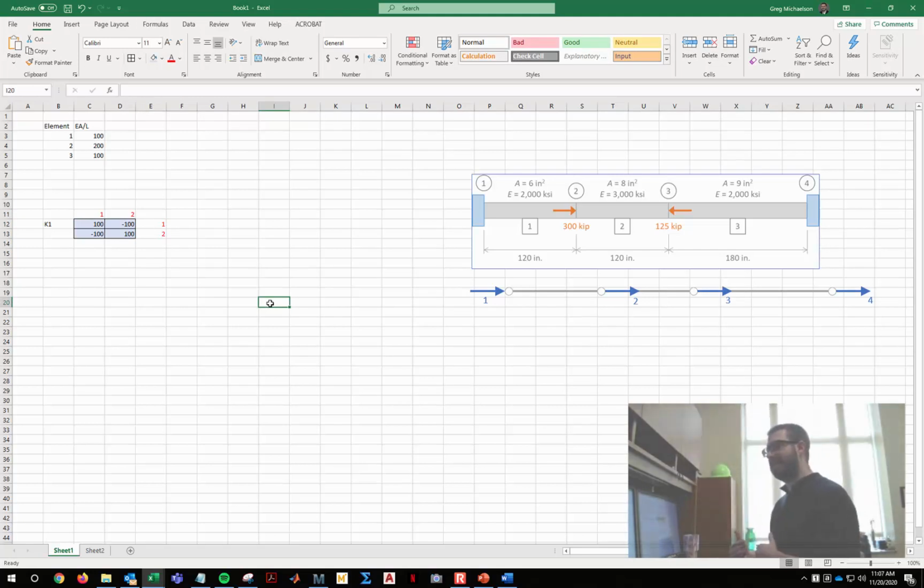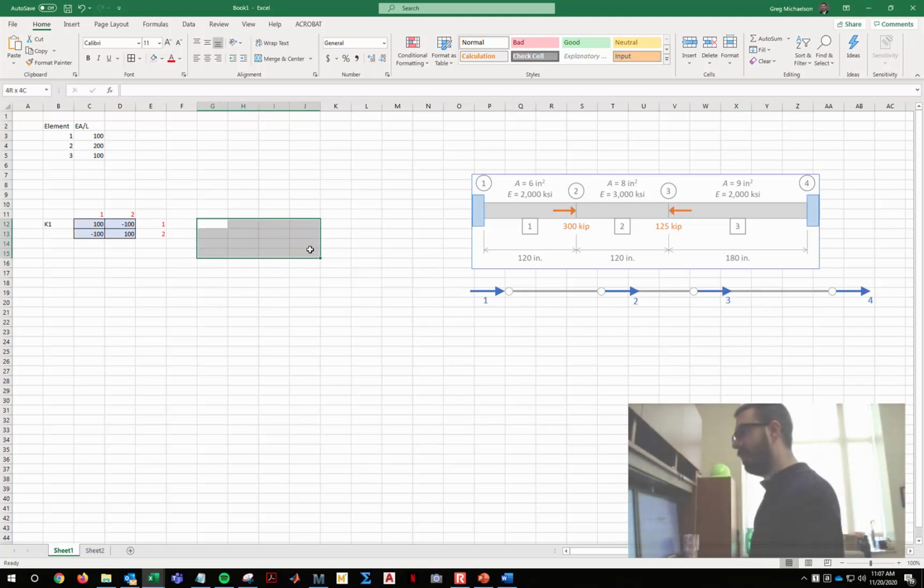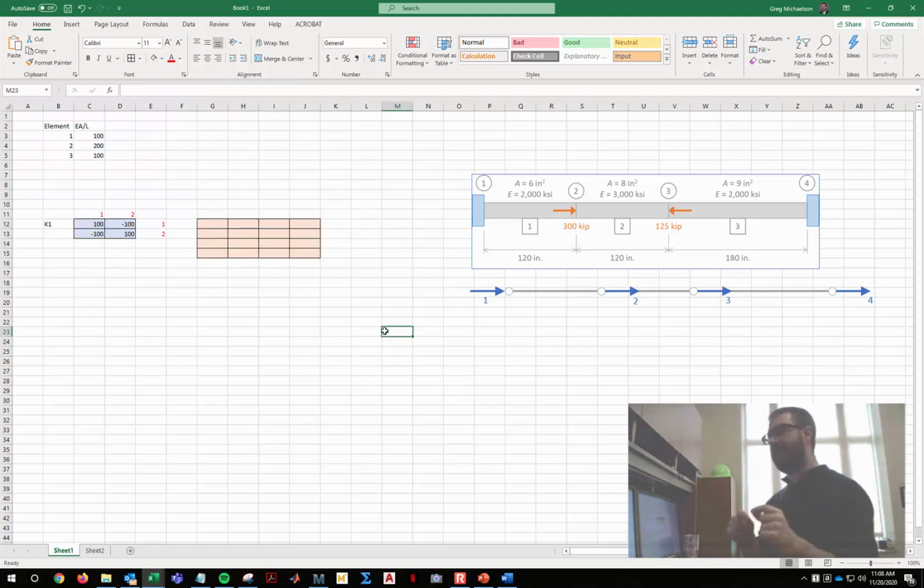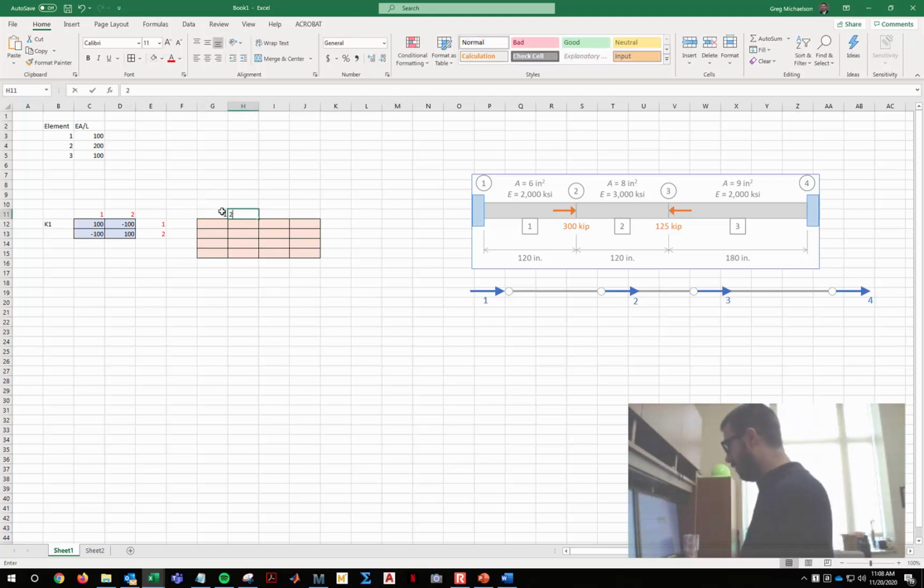Before I move on to the next element, I'm going to go ahead and build a 4 by 4 matrix over here. Let's give that a different color. What I'm going to do is place those stiffness terms inside this big 4 by 4 matrix. So the entire system is going to be a 4 by 4, and it's going to be 1, 2, 3, 4. 1, 2, 3, 4. And I'm going to place those terms where they would go in the big system. So put that there, put that there, put that there, and put that there.